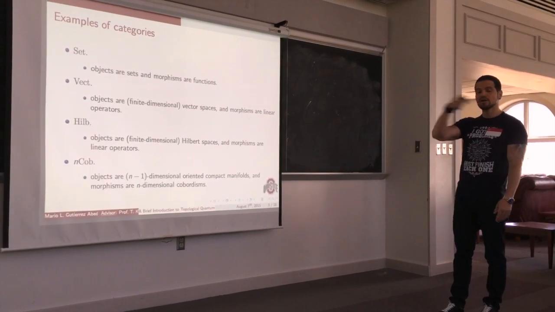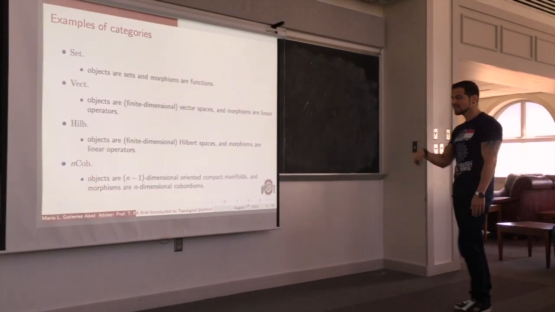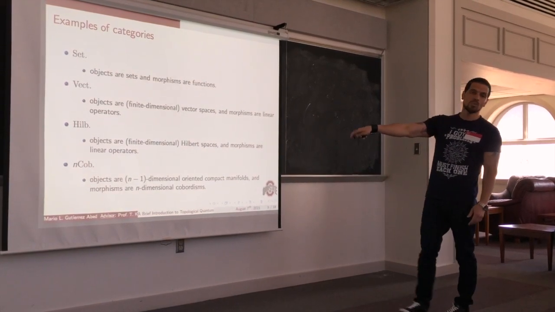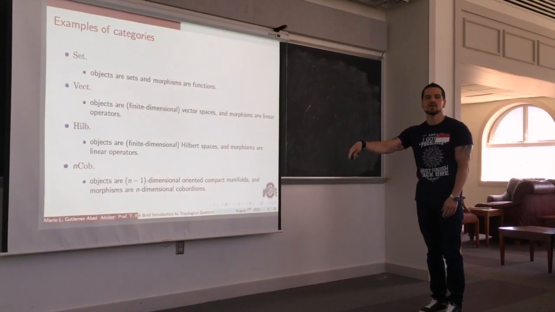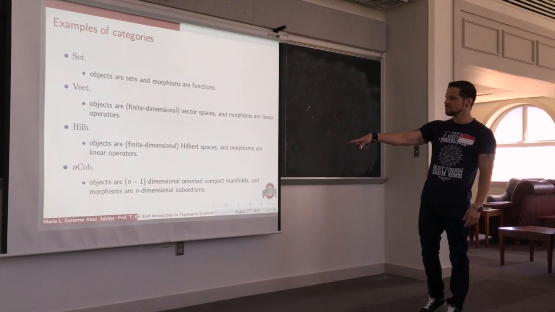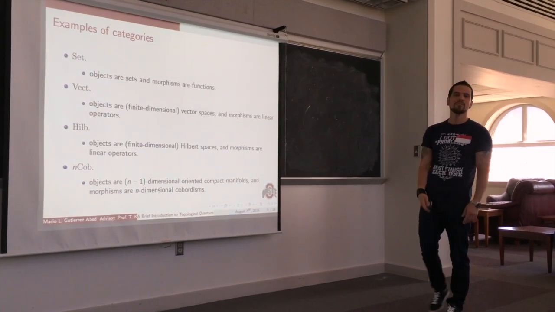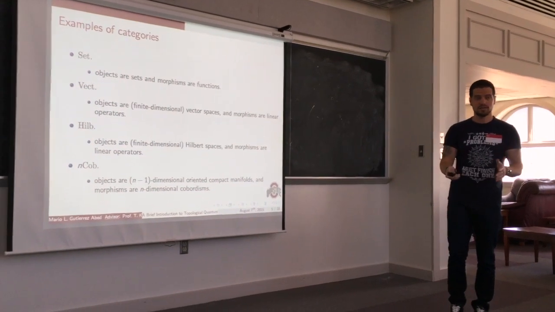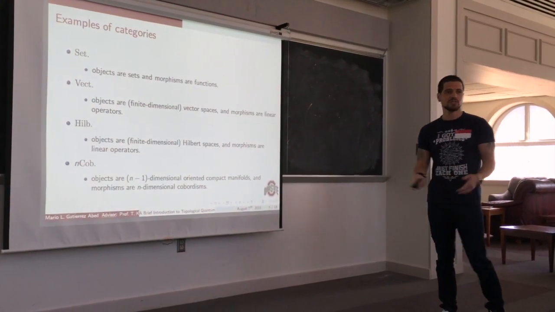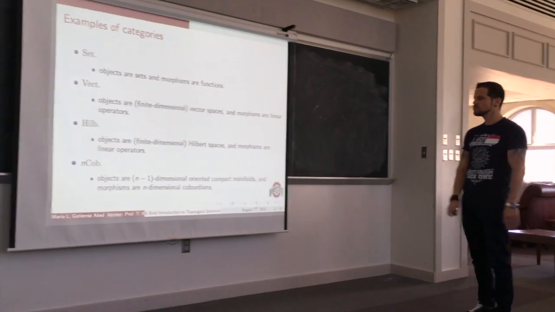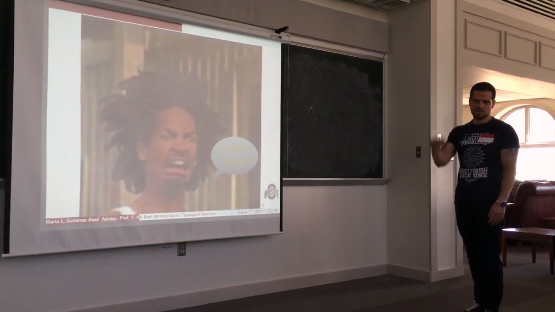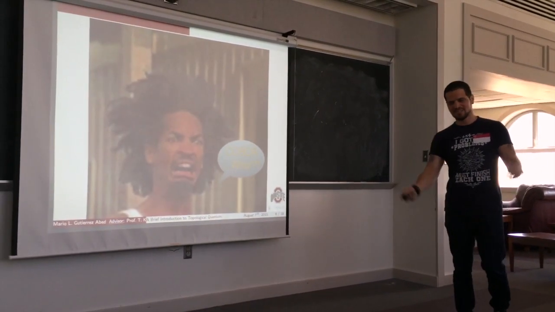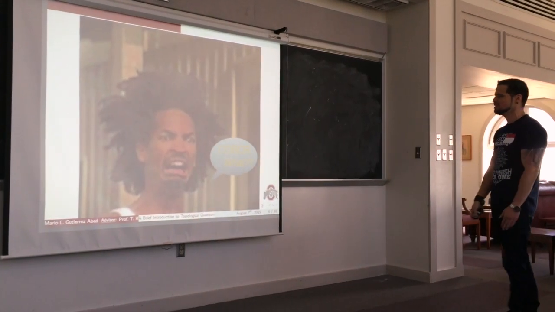And then we have the category of cobordisms. In this case, the morphisms are not going to be functions; they are going to be cobordisms. And the objects are going to be n-1 dimensional manifolds. All these manifolds are going to be oriented. You can take a more general case where they're not oriented, but I'm going to focus on the oriented case. So, what are cobordisms? That's the first question. You have to know what a cobordism is.